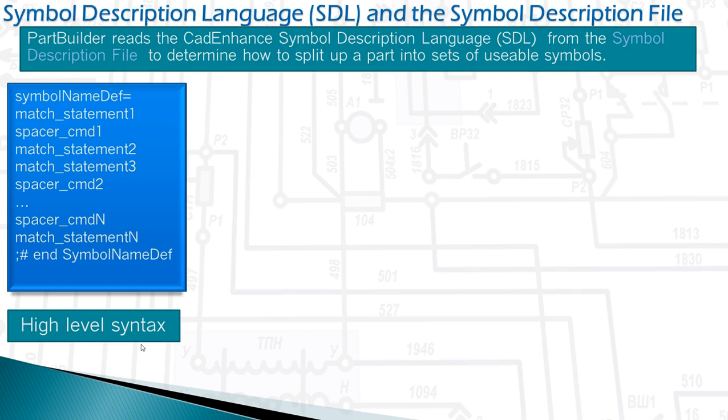The symbol description language and the symbol description file. PartBuilder reads the CAD Enhance symbol description language from the symbol description file to determine how to split up a part into a set of usable signals. The high-level syntax is symbol name definitions with match statements and spacer commands.